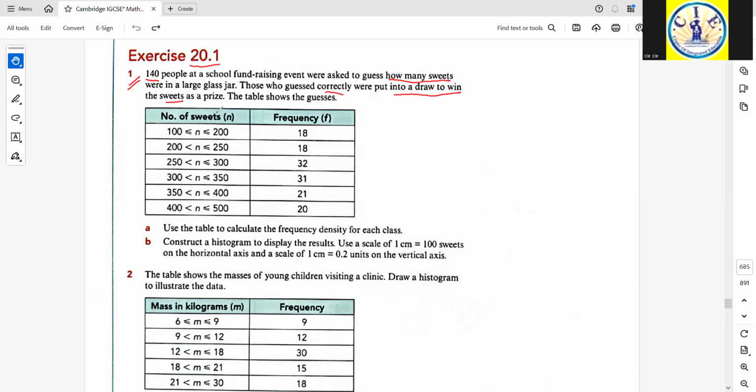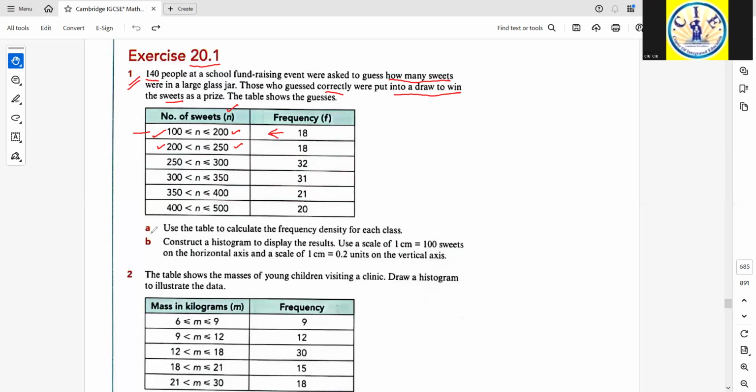Number of sweets represented by n, and the intervals are 100 till 200, then starting from 200 plus till 250 and so on. The frequency is actually telling the number of people who have answered within this range. Like 18 people answered that there were sweets which lie within this range, 100 till 200. So this is the data.